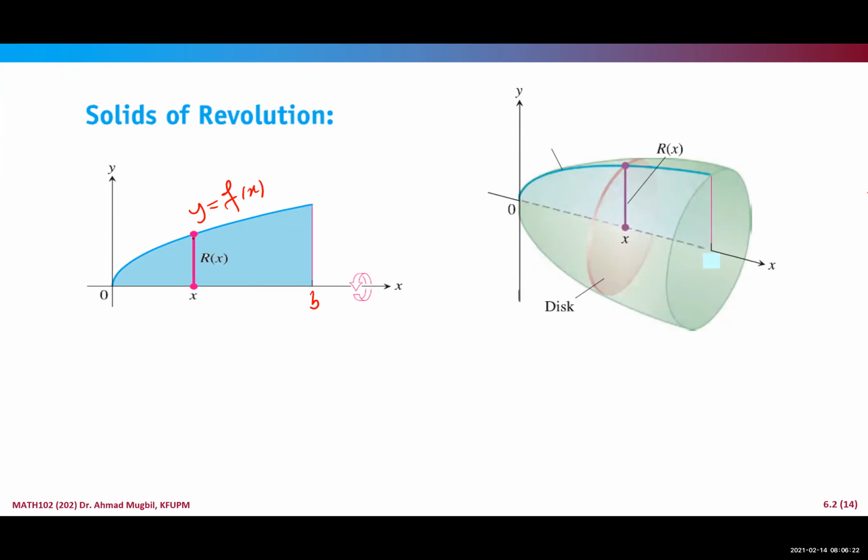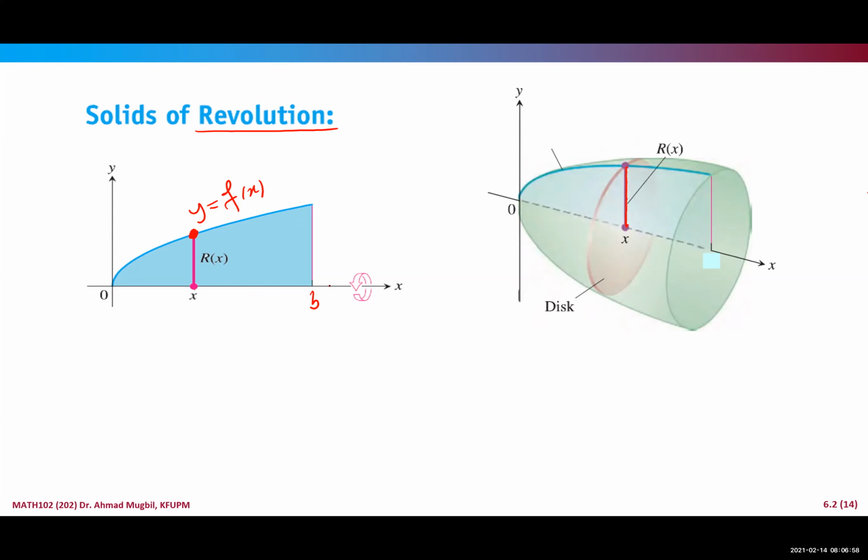Now, you remember the y top and y bottom from 6.1. Here we have the upper curve and the lower curve. The distance between the upper curve and the lower curve, we will call it R of x. Here it is. This is the solid of revolution that we will have when we rotate this region.